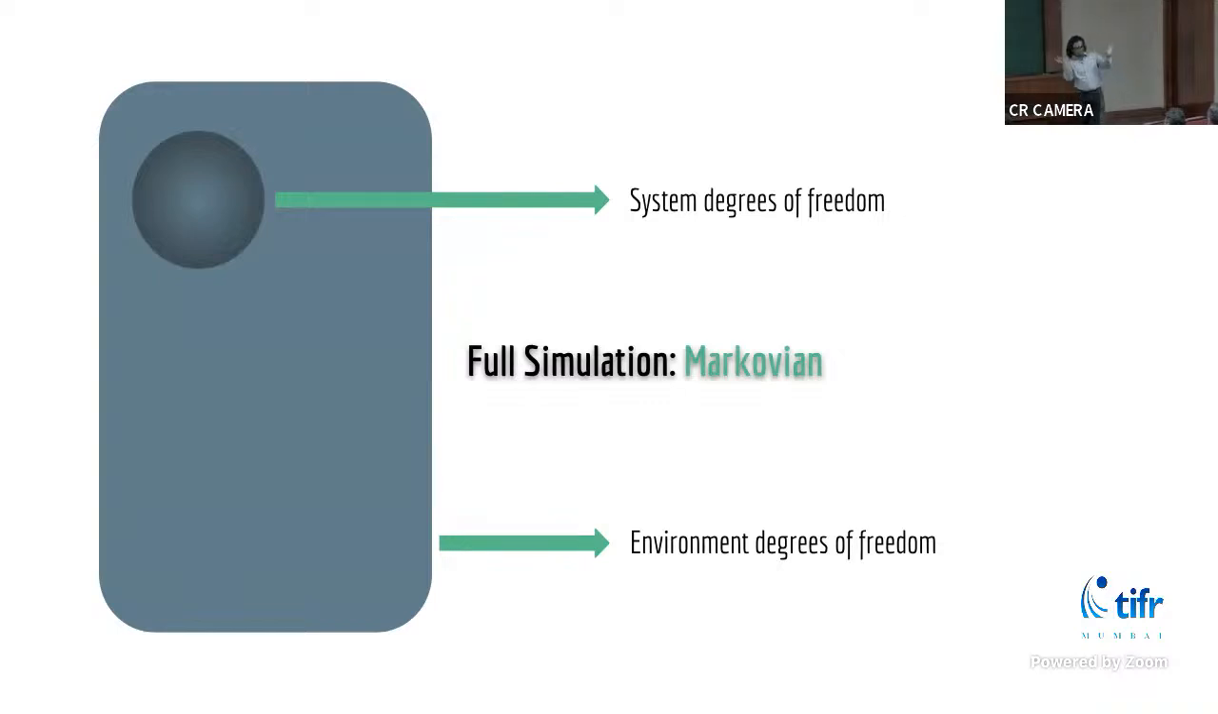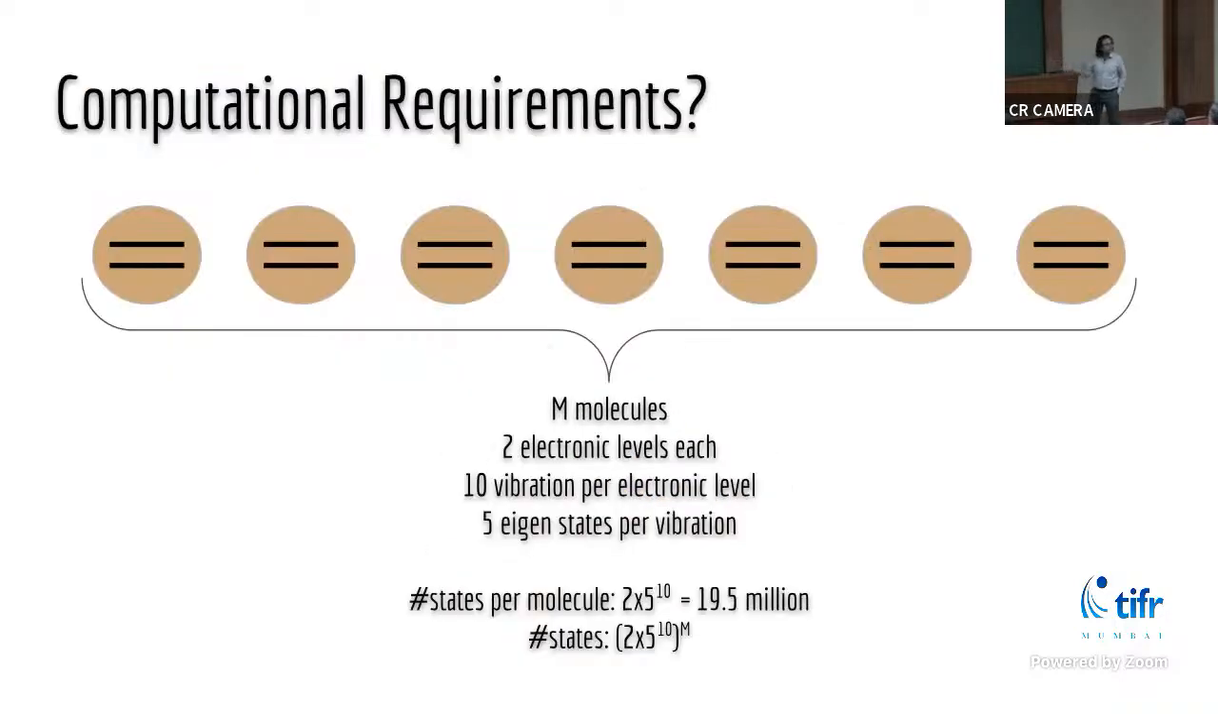This is not going to be realistic, but I'm just taking some numbers off the top of my head. So you have two electronic states per molecule. Now let's say the molecule has 10 vibrations, 10 normal modes. Given the omega for the normal mode, let's say you figure out that 5 eigenstates are all that is being populated thermally. So your partition function converges at 5 of these levels.